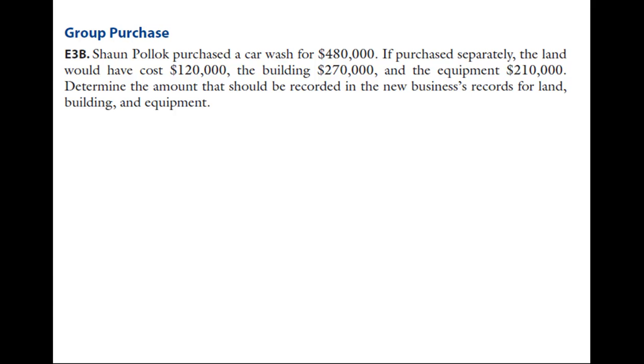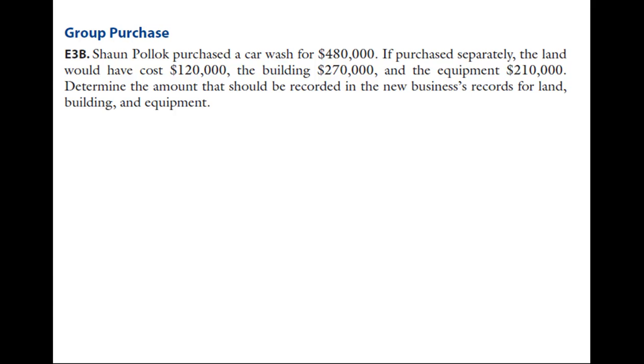Chapter 10 E3B, we're going to take a look at a group purchase. In this scenario, Sean purchased a car wash and it cost him $480,000. But in that, he was receiving land, the building, and the equipment used for the car wash.